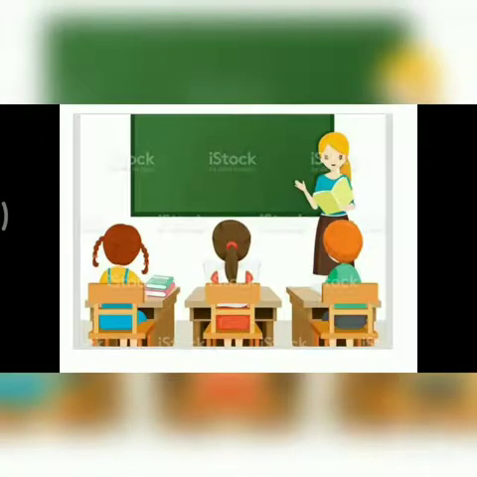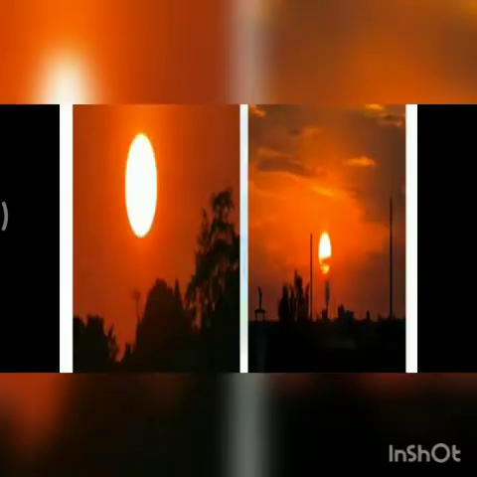Okay, students, do you all remember last year we learned how to identify the directions? Today we are going to revise it first. Every day the sun rises in a particular direction and sets in the opposite direction. The direction in which the sun rises is called the east, and where it sets is called the west.